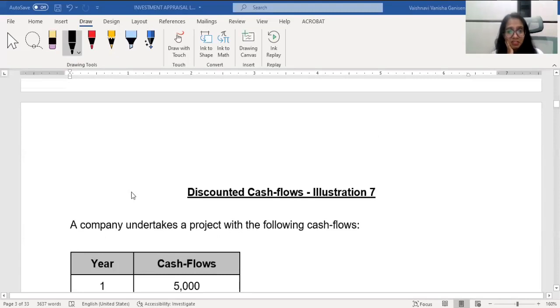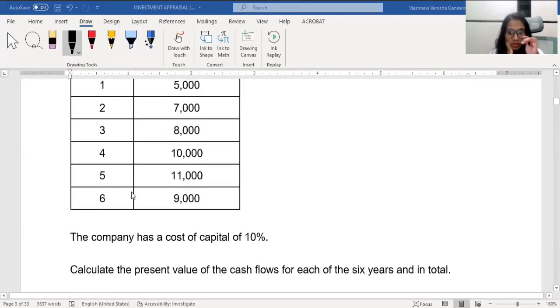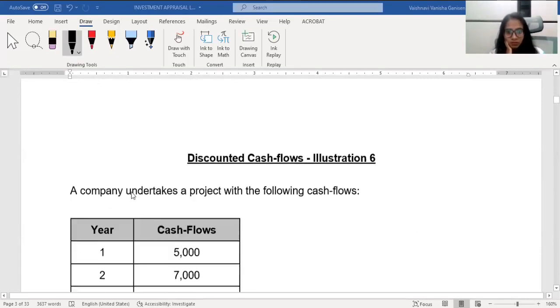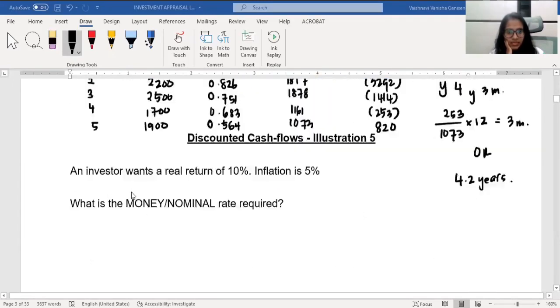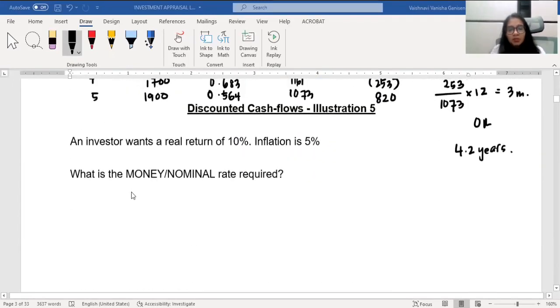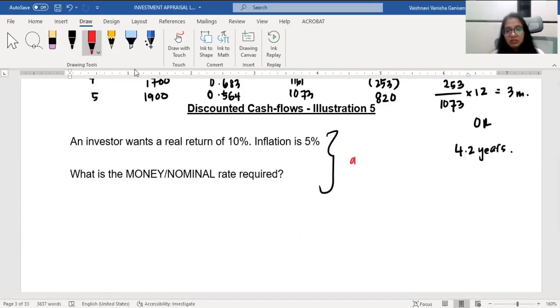I'm going to switch my screen to the investment appraisal questions. Here I'm not going to do illustration number 5 yet, because illustration number 5 is more relevant to your advanced investment appraisal.